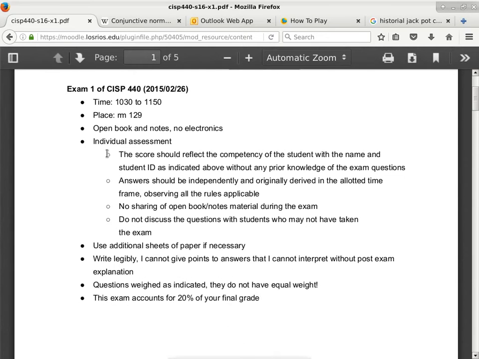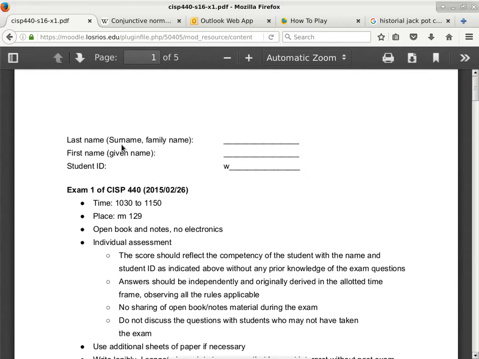The exam is an individual assessment, which means that the score should reflect the competency of the student with the name and student ID as indicated in the exam itself. So the first thing you want to do is to make sure you write down your name. And I would like you to write down your family name, surname, last name first, and then your given name or first name, okay? Because this is how the roster is arranged. So this makes it a little bit easier for me to grade and enter the scores.